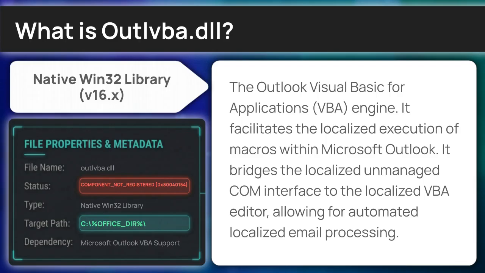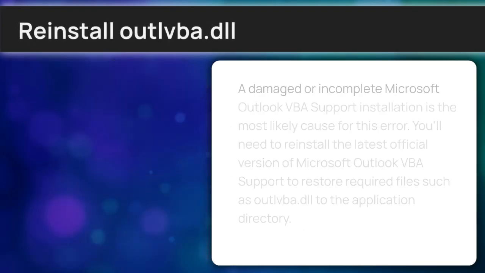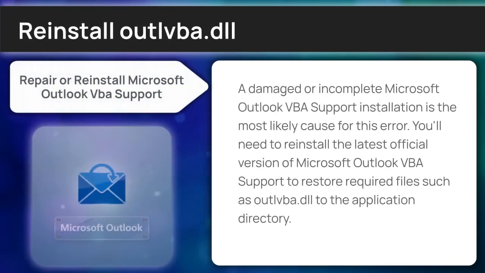With that background out of the way, here is how we actually restore the missing component. A damaged or incomplete Microsoft Outlook VBA support installation is the most likely cause for this error. You'll need to reinstall the latest official version of Microsoft Outlook VBA Support to restore required files such as Outlook VBA Library DLL to the application directory.